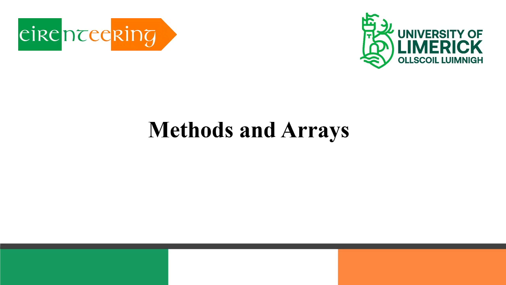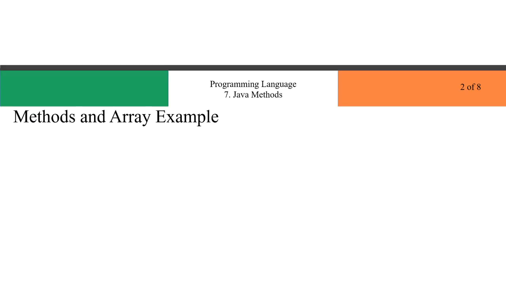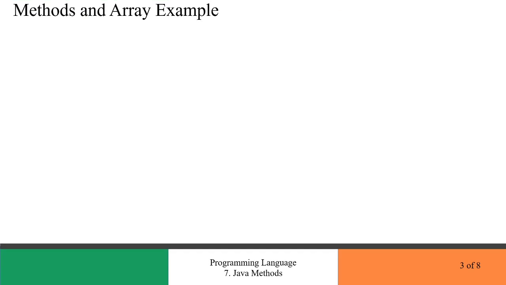As a part of this lesson, we will try to use the concepts that we learned in the earlier lessons together, namely methods and arrays. The objective of this lesson is to write a program that uses both methods and arrays together. Let us get started. Let us have a refresher of what methods and arrays are.